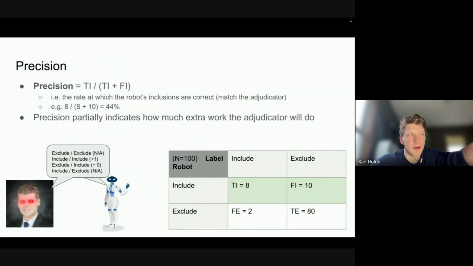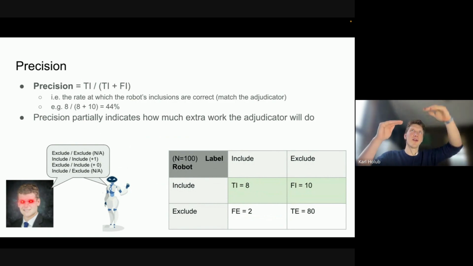Okay, and I'm going to move on to our last statistic here, which is precision. Precision, you can think of it as being complementary to recall. They kind of work against each other in the sense that if you increase recall, you decrease precision. It's one way to think about it. You can artificially toggle those two things up, and they trade off against one another. So precision is the rate at which the robot's inclusions are correct.